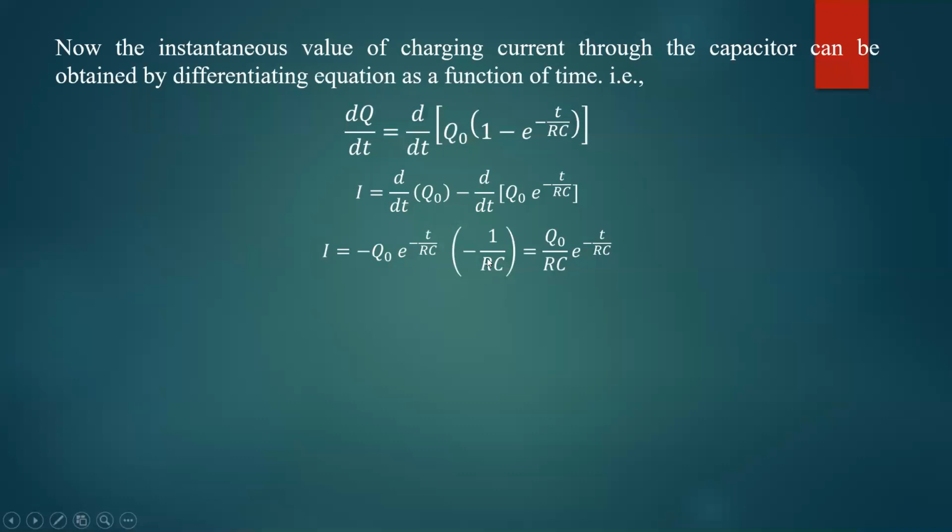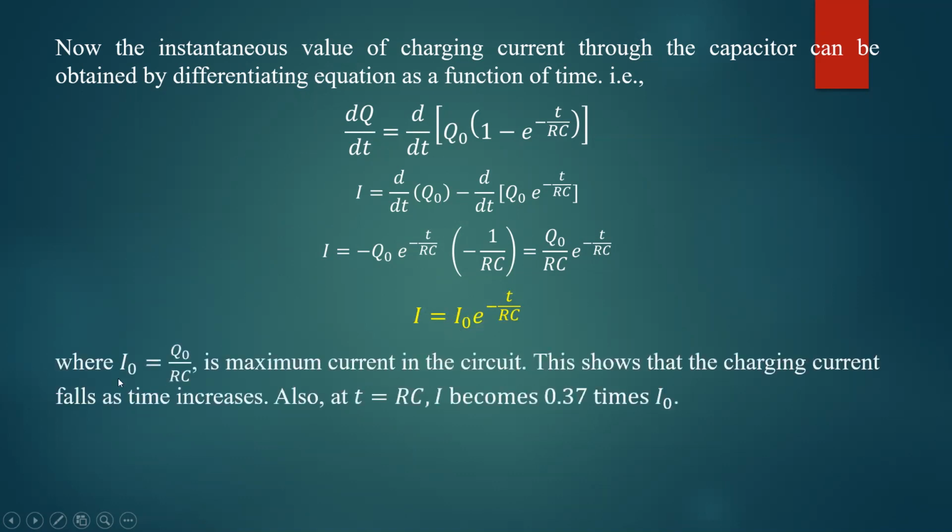Then you simplify it and you will get Q naught by RC into e to the power minus t by RC. What is this Q naught by RC? Q naught by C is the voltage V naught, and V naught by R is the current I naught. So Q naught by RC is nothing but the maximum current I naught in the circuit. This shows that the charging current falls as time increases. As time increases, the exponential of minus t by RC decreases.